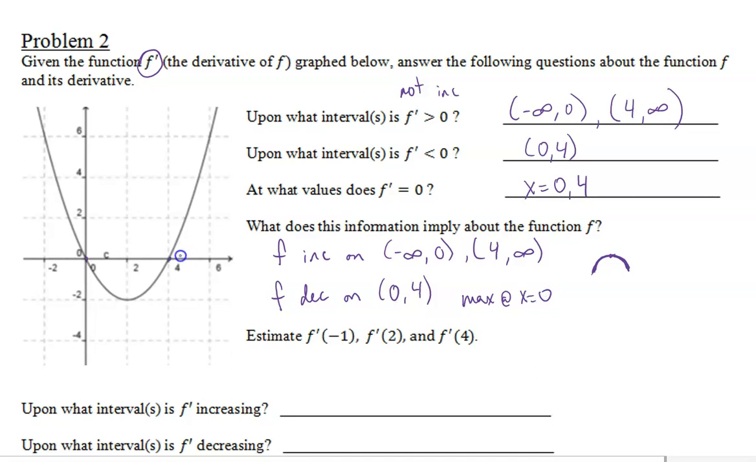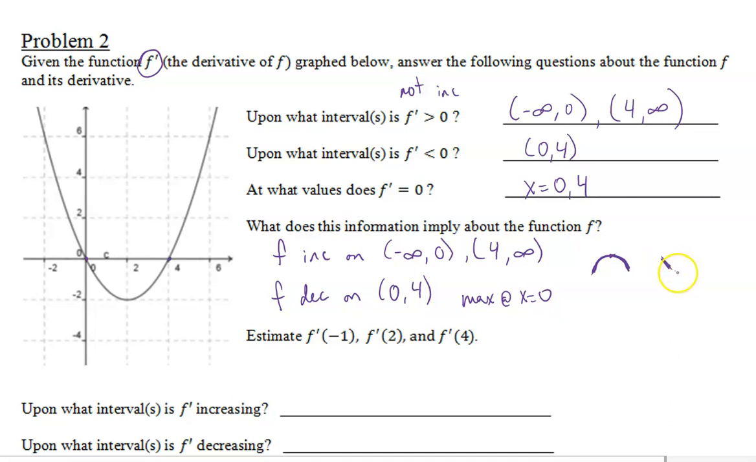Okay, and then similarly, let's look at x equals 4. To the left of x equals 4, f prime has a negative value, which means that f has a negative slope. Okay, so f prime has a negative value, so f has a negative slope.